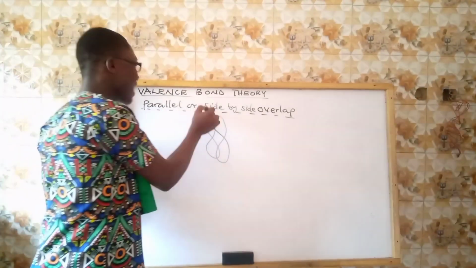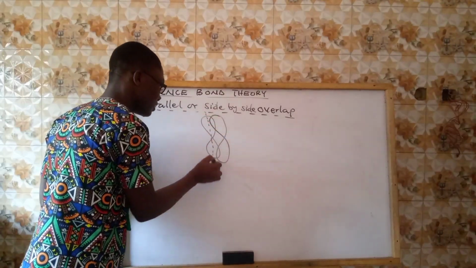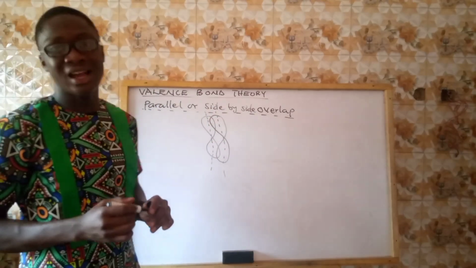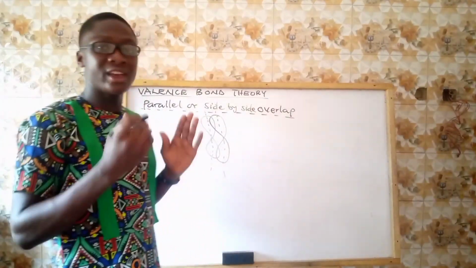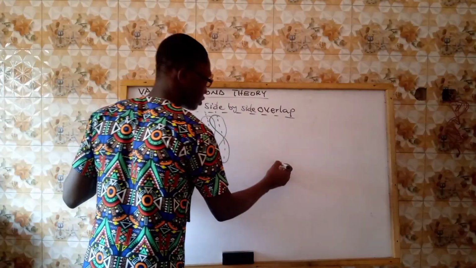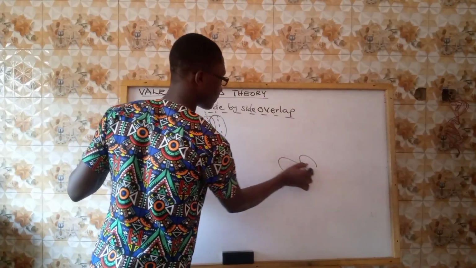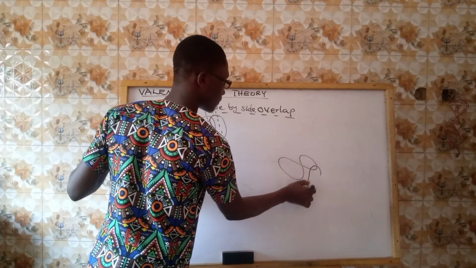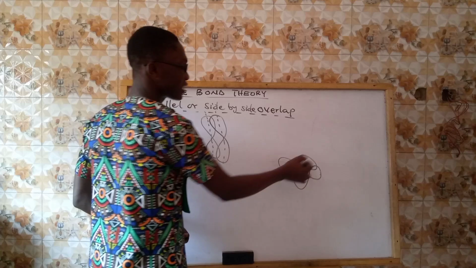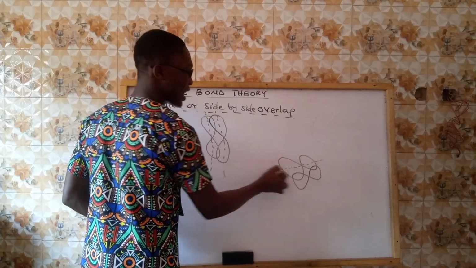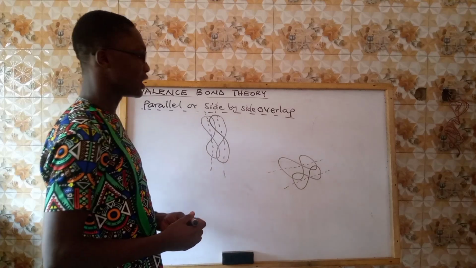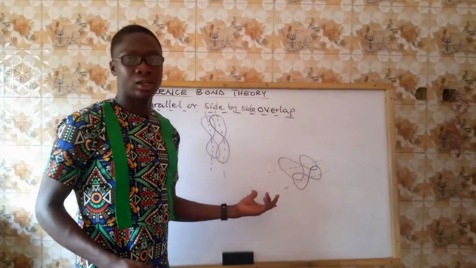They all have their axis. This has its own axis, and then this has its own axis. So this is not an axial overlap. So this is a parallel or lateral overlap. It can also be like this. This is also a lateral overlap because they have their own axis, and now they overlap laterally.